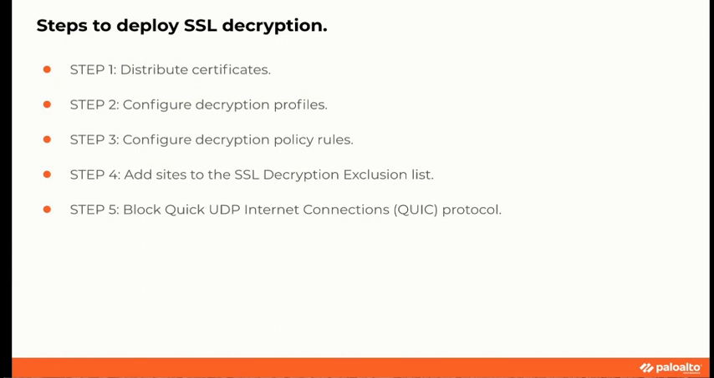The first one is the distribution of certificates. The forward trust subordinate certificate of each of the Prisma Access deployments needs to be trusted. If there is an enterprise PKI, use the enterprise certificates. If there is no enterprise PKI, then generate a root certificate. For SSL forward proxy, block all expired certificates, block any unsupported versions, configure the decryption policy rules, add sites to the SSL decryption exclusion list, and also block the UDP-based QUIC protocol.